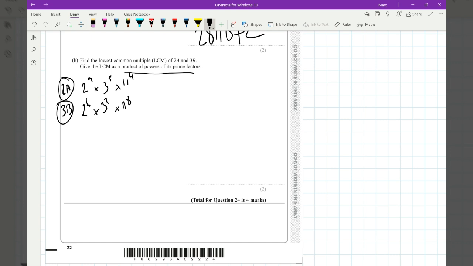And for LCM, we take the highest of each number. Now all of these are pairs. If we had a 5 in there, we'd have to also take the 5. So 2 to the 9 times by 3 to the 5 times by 11 to the 8, and that would give us our lowest common multiple.